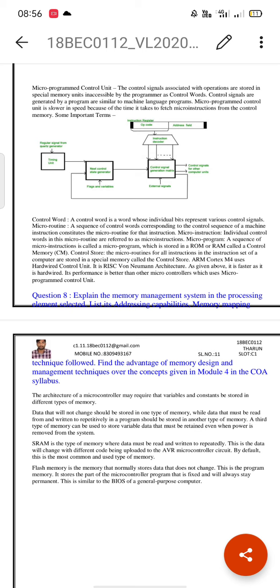And the eighth question is: explain the memory management system in the processing element selected, and list its addressing capabilities and the memory mapping technique you followed. Find the advantage of the memory design and management technique. So these are the concepts given in Module 4 in the COA syllabus.